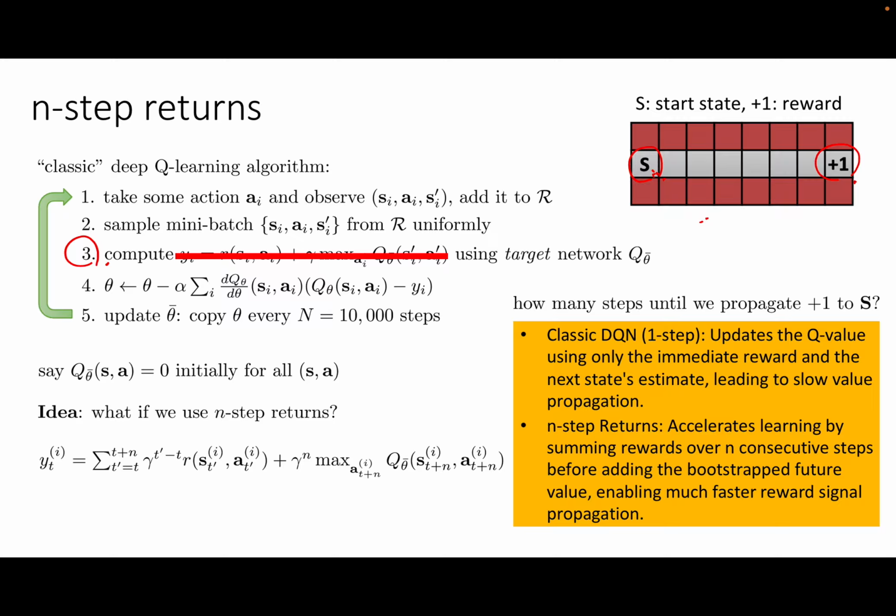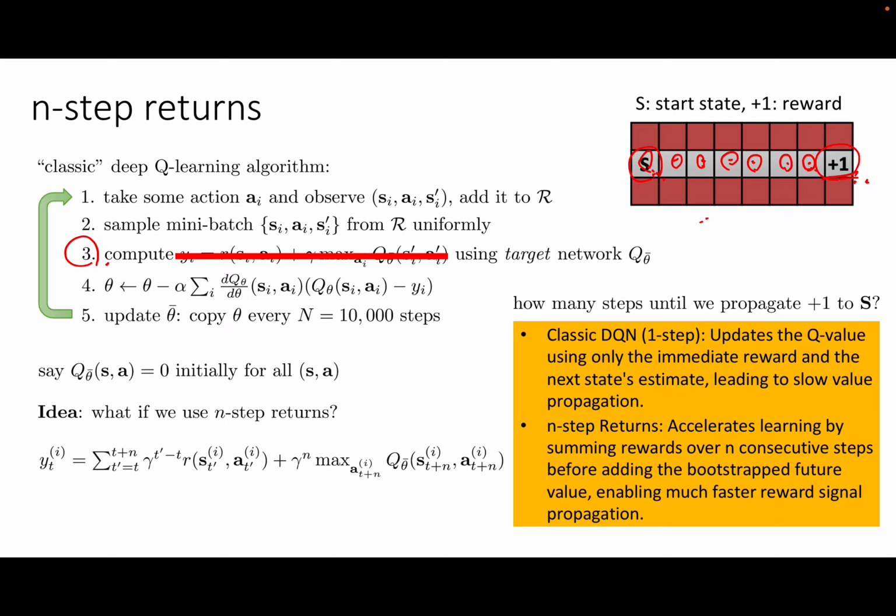To make our agent know going right is beneficial, the Q function needs to be filled for every step, right? But the classical DQN algorithm tries to fill numbers one at a time: if we fill this number, then we can fill this one, and this one, and this one. So we need many steps to propagate the knowledge that going right is beneficial to the start state. That makes training a little bit slow.